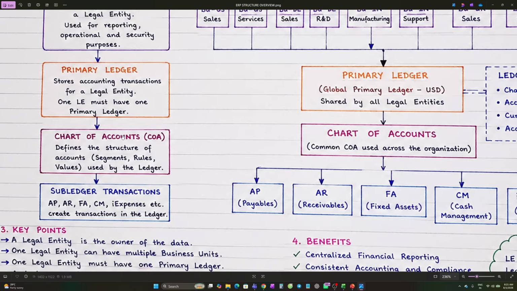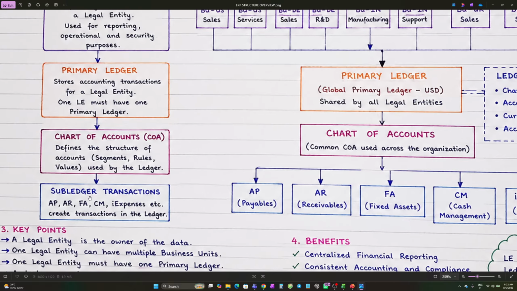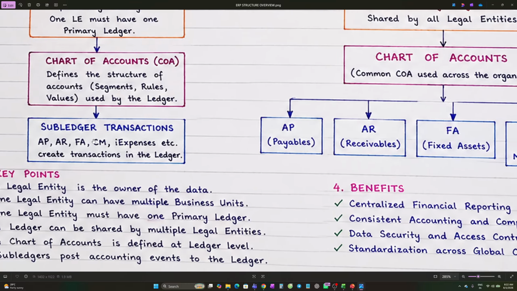If you create the chart of accounts, it is used by the subledger modules. What are the subledger modules? We discussed them in the previous classes also: accounts payable, accounts receivable, fixed assets, cash management, and expense modules. What are the subledger transactions? Here the notes say AP, AR, FA, and cash management modules.